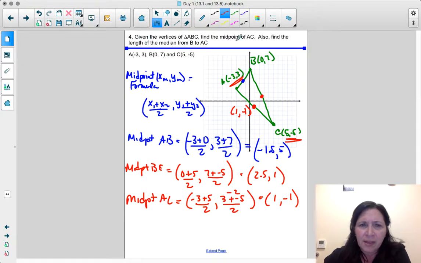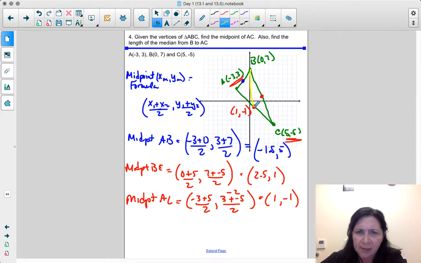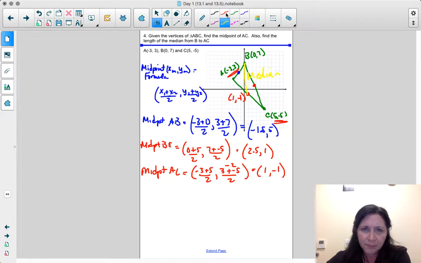Now, this says find the length of the median. Now, we all know that the length of the median from point B to AC is the point that goes from the vertex to the midpoint. So that's the midpoint, or excuse me, that's the median. So in order to find the length of the median, I'm actually going to use the distance formula, and I'm going to say the distance from this midpoint here to the point B, the vertex. I'm going to use distance formula.